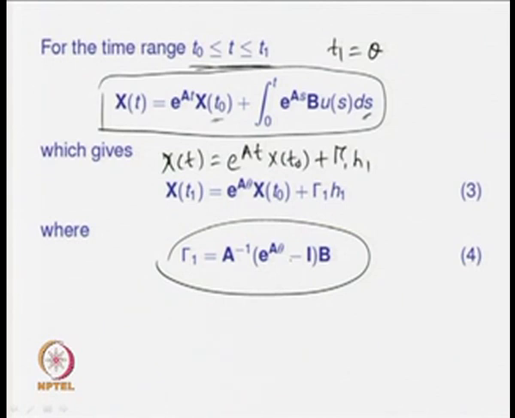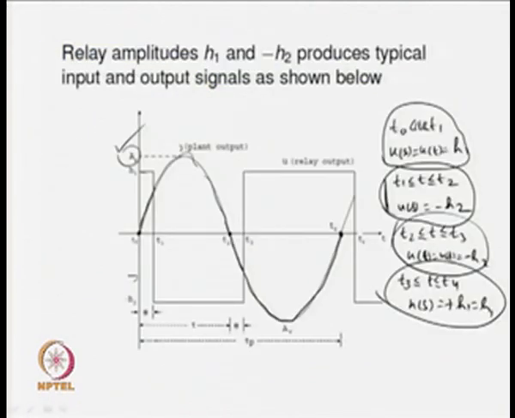When gamma 1 is used, this solution can be expressed in equation number 3, which becomes x(t1), which is nothing but x(theta), equal to e to the power A theta x(t0) plus gamma 1 h1. So this is the analysis obtained for this part of the output, which is obtained for the time range from t equal to t0 to t equal to t1.